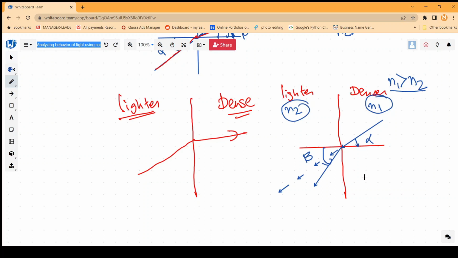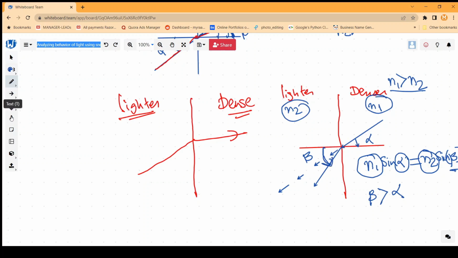So in that case, we'll write Snell's law very simply. n1 sine of alpha will be equal to n2 sine of beta, right? We know that n1 is greater than n2, right? So alpha has to be smaller than beta, which means beta has to be bigger than alpha. So the light ray cannot go like this, but always bends away from the normal. So here is our concept.